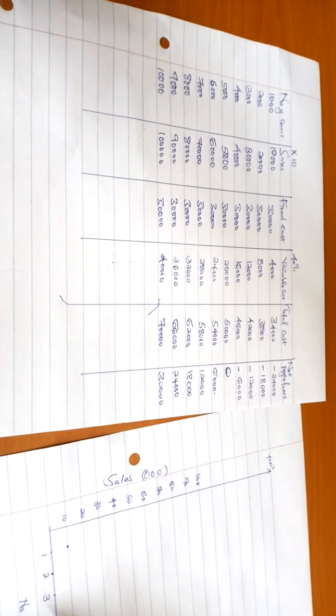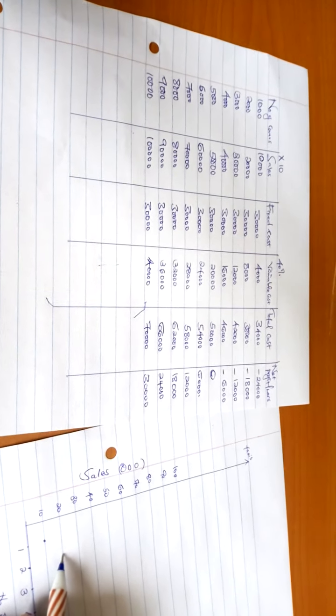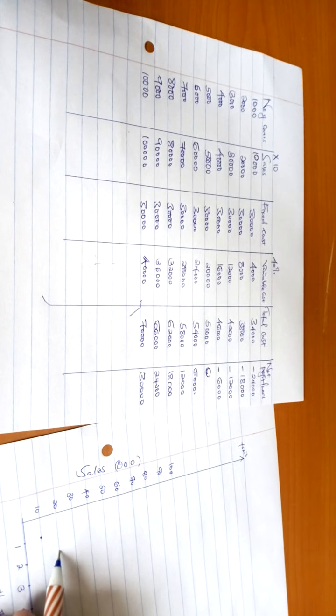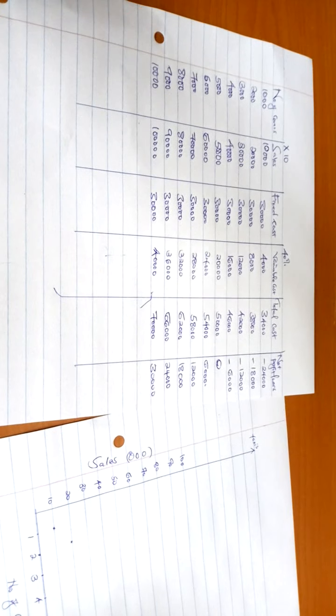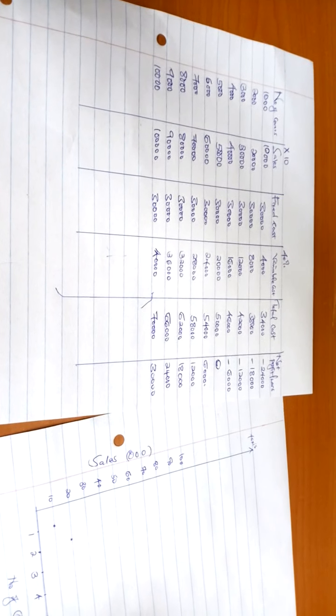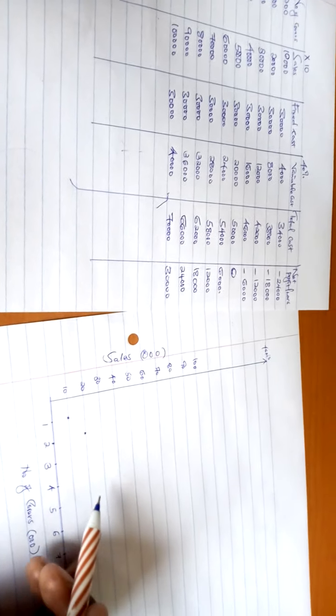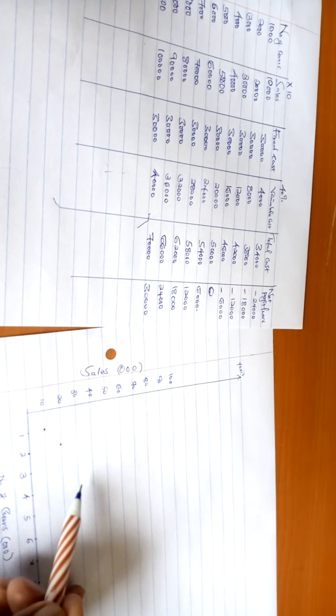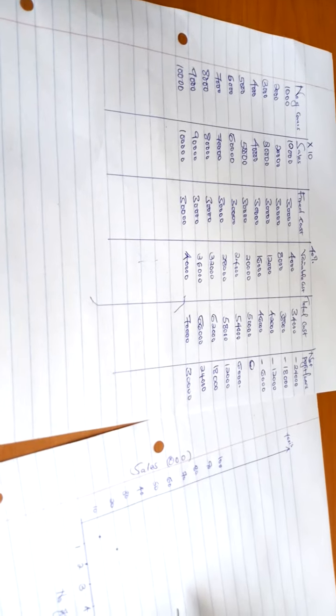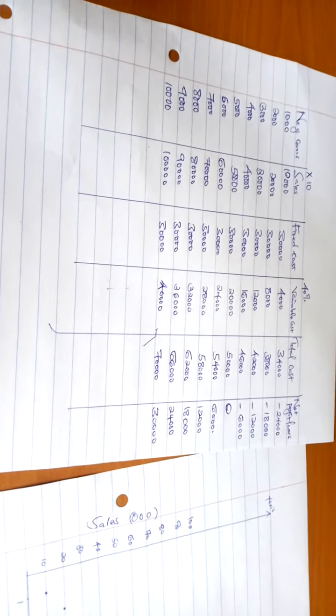At 2,000 customers or covers, we had 20,000 sales. That is the point. You realize that you need to draw a very straight line. So I've drawn the 20,000 dot.